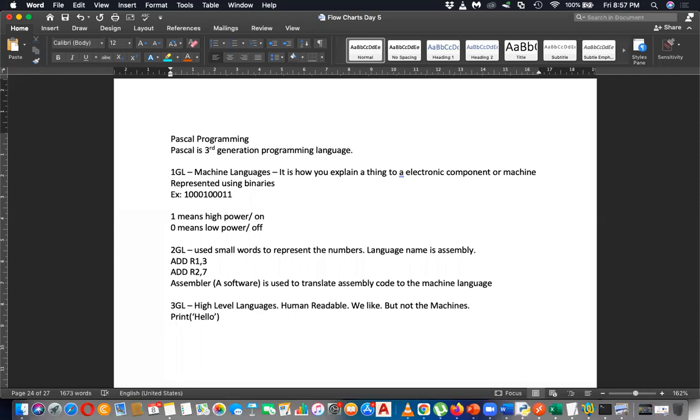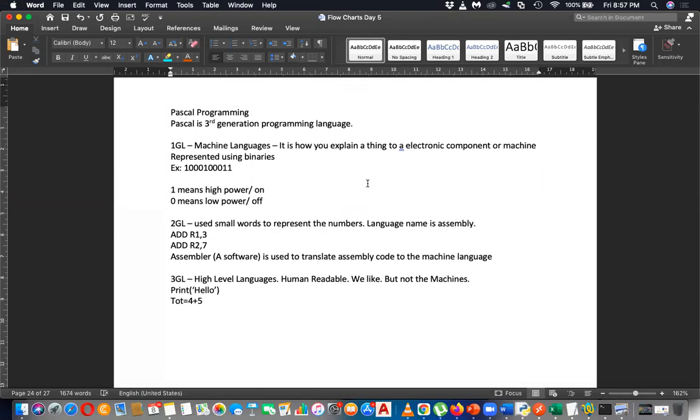So you can understand, the instruction is to print hello. You can say total equal 4 plus 5. We can understand, but machines cannot understand this language. Wait, I'll give some time. Don't write now, I'll give some time. But why can machines not understand?